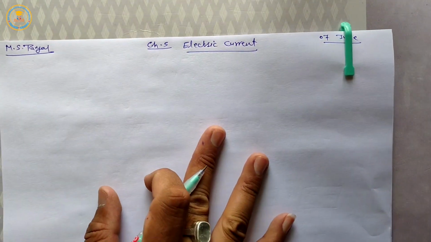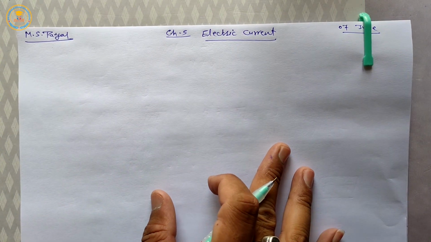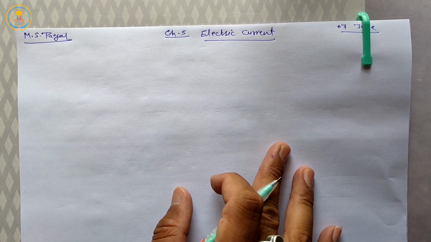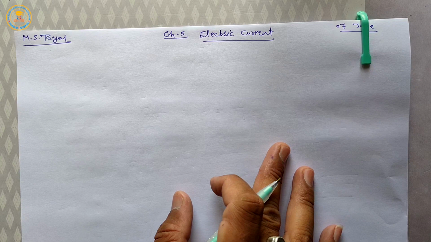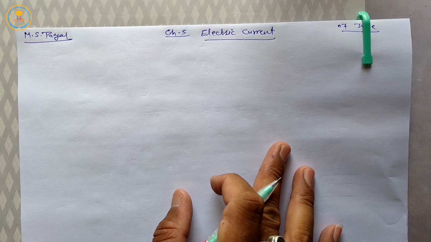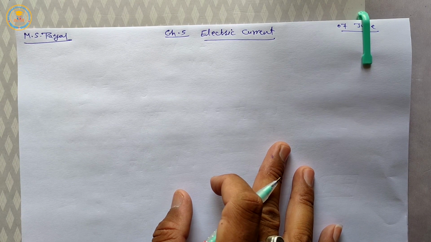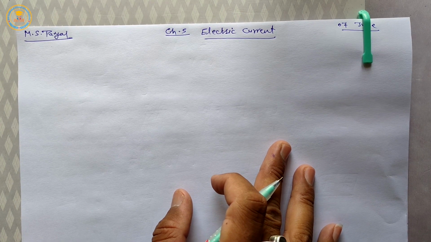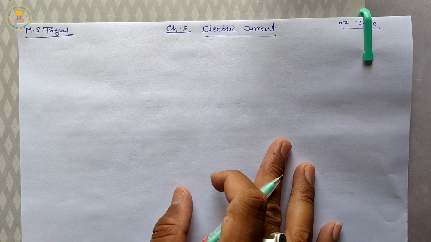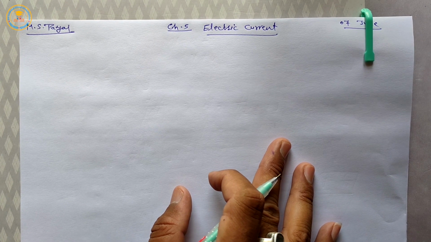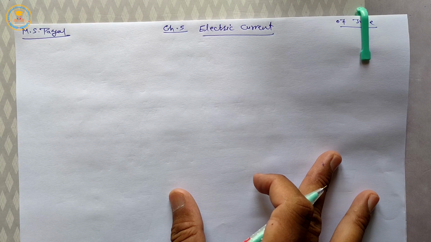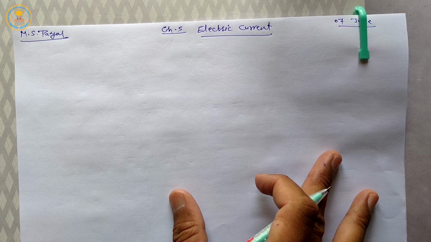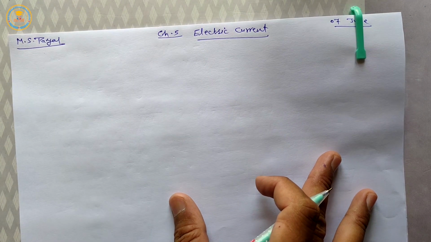Our chapter number 5 is going on, which is electric current. In this chapter, we have studied Ohm's law, and yesterday we studied the derivation of Ohm's law and some small definitions like resistivity, electric resistance, ohmic and non-ohmic resistance, conductance, and conductivity. Okay.